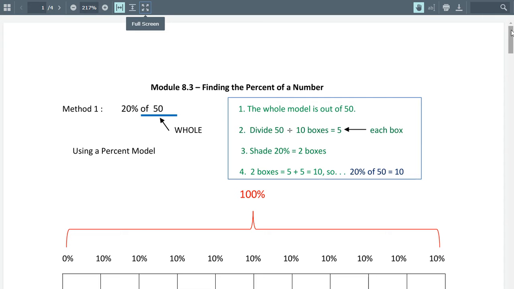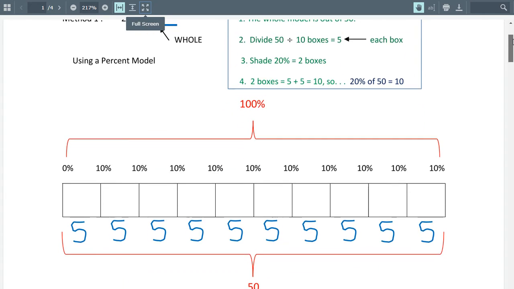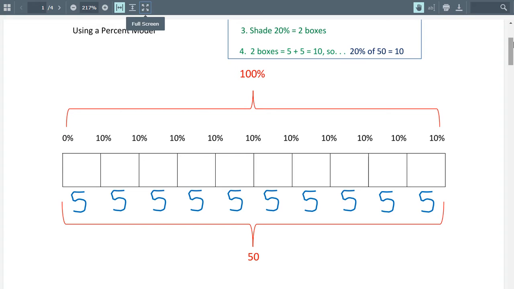So we're going to have a rectangle, break it up into 10 pieces. So let's take a look at this rectangle. If it's broken up into 10 pieces, and if I were to shade the whole thing, that would be 100% of the whole rectangle. Since it's divided up into 10 boxes, 100 divided by 10 is 10. That means each box represents 10%. So if you look, it starts off at 0%, then 10%, another 10, which is 20, 30, 40, 50, 60, 70, 80, 90, 100. So the whole thing is 100%.